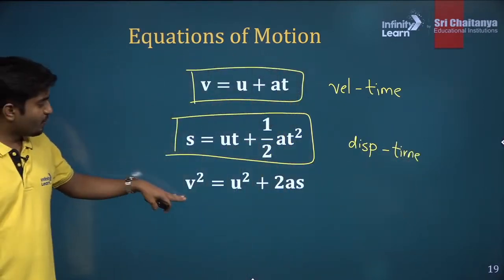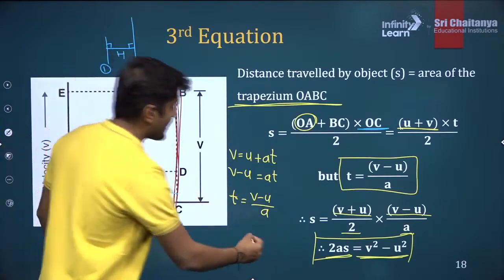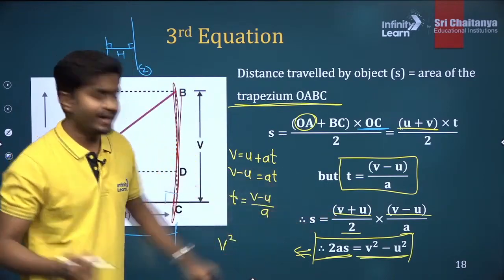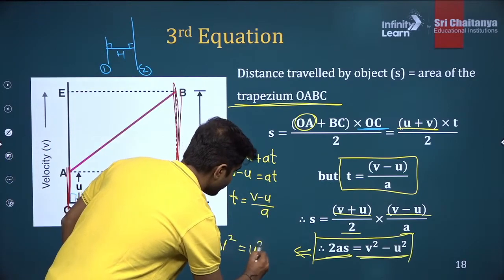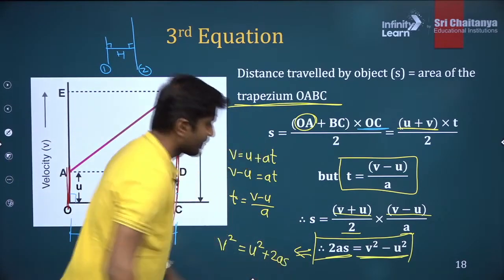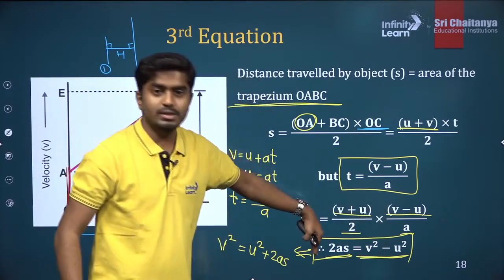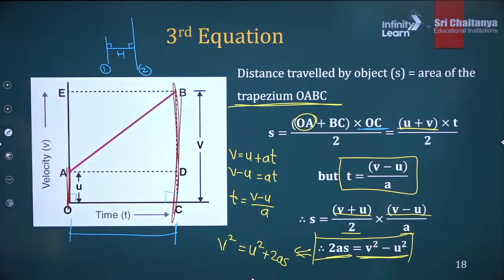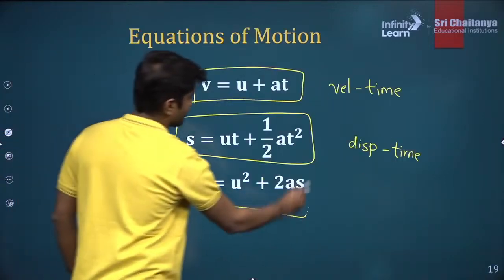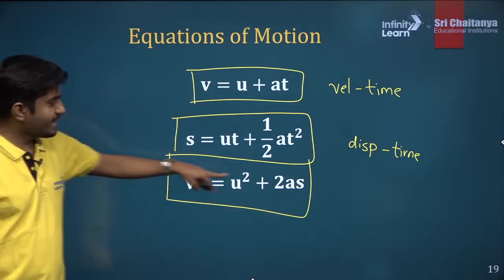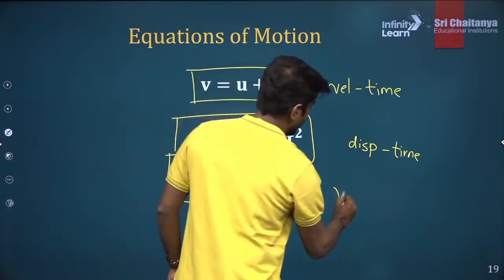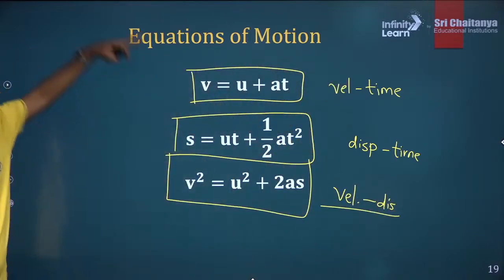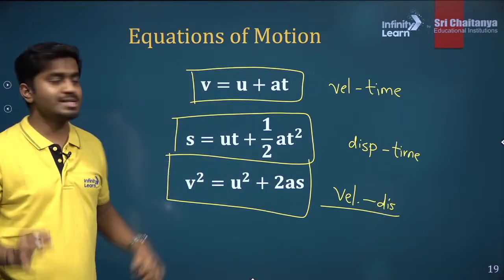And the third equation, V square. So we had this equation. You can rearrange this as V square, take this U square to the other side. So this will be equal to U square plus 2AS. This was negative U square; if you take it to the other side, it will become positive, right? So that will be your third equation of motion. And this is a velocity and displacement relationship. So these are the three equations of motion.